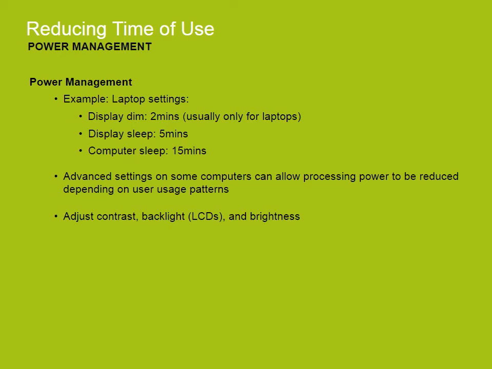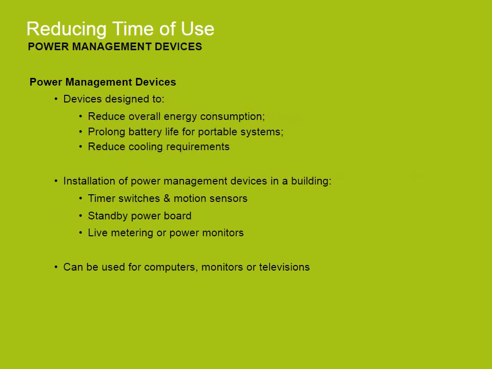In some computers, there are advanced settings that can allow for processing power to be reduced depending on the user usage patterns. Other suggestions are adjusting the contrast, backlight, and brightness in monitors or televisions. Power management devices are designed to reduce overall energy consumption, prolong battery life for portable systems, or reduce cooling requirements of appliances. Timer switches can be installed to switch off appliances after a certain amount of inactivity. Motion sensors in buildings can also be set to turn off equipment after an activity.